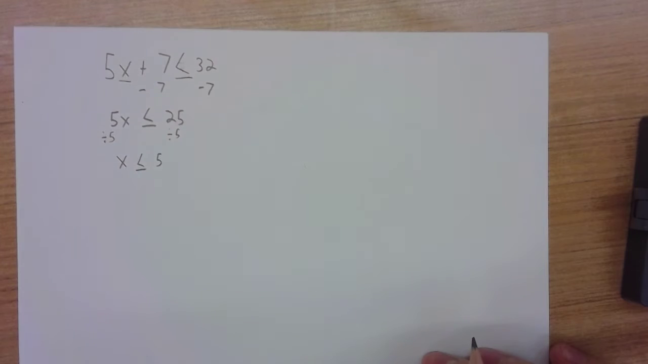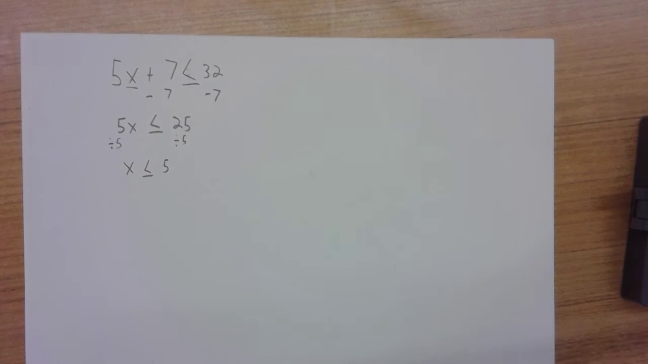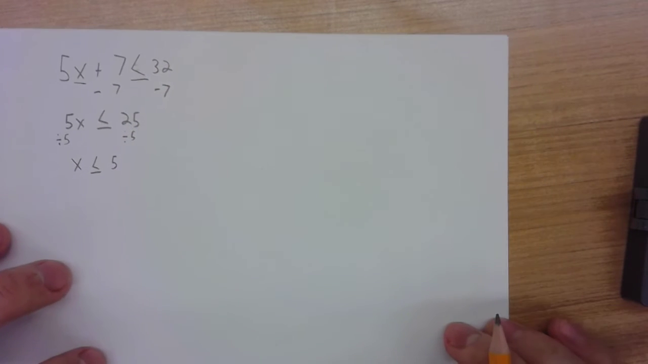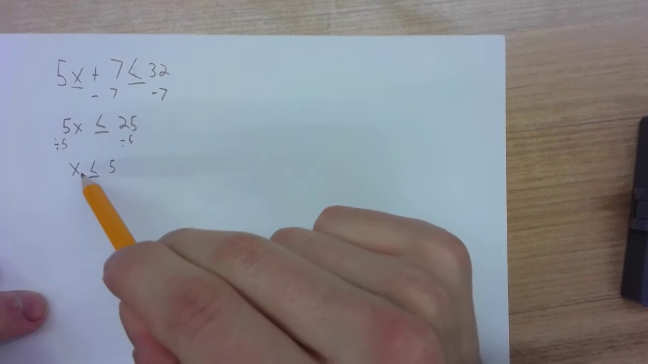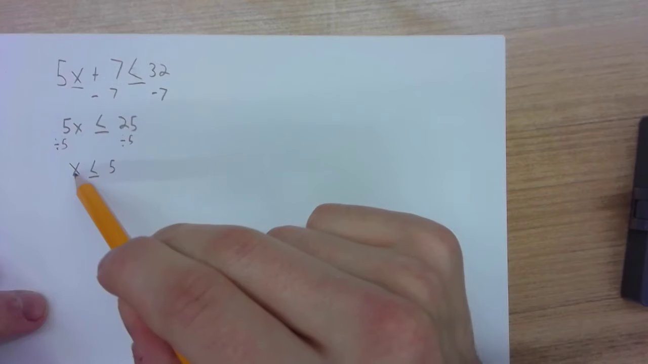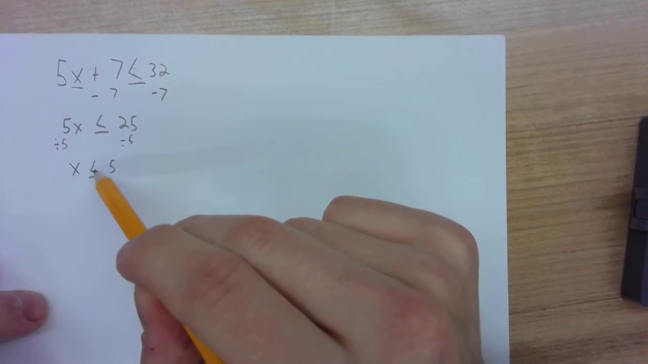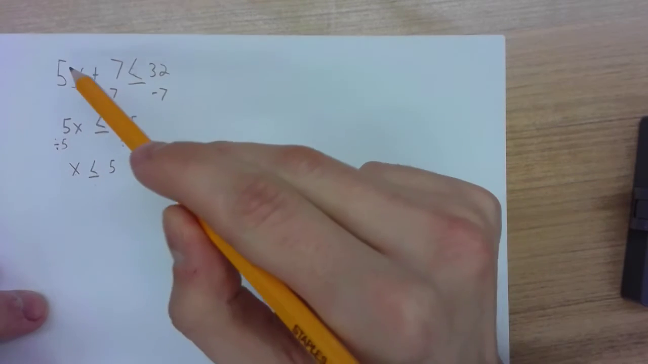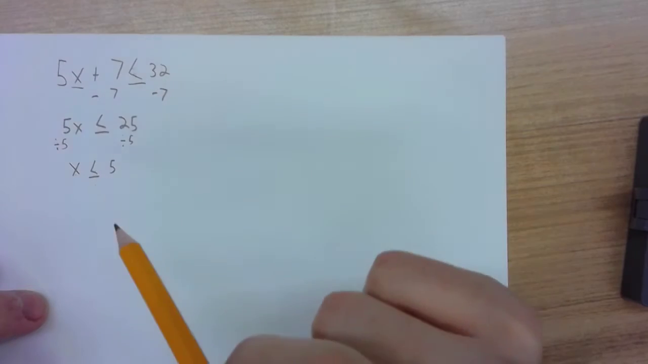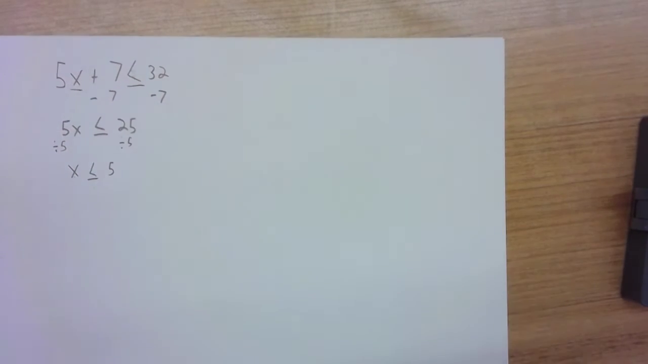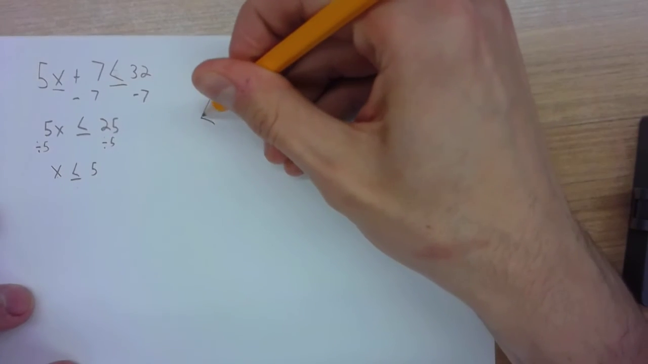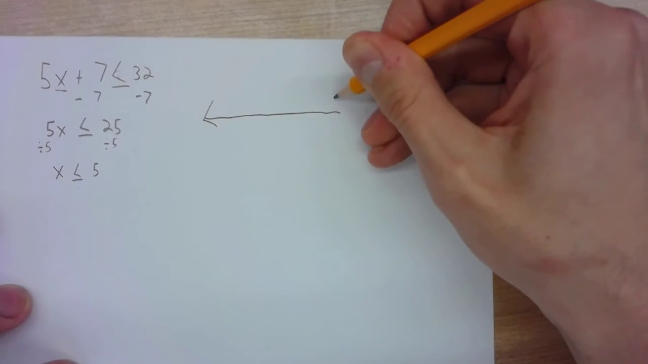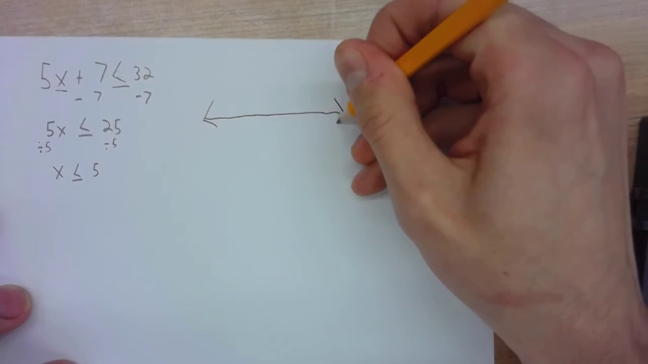Now, what does this mean in the context of our original inequality? So let's take a look and let's draw a diagram. What this is saying is for any value of x, this value of x needs to be less than or equal to 5 in order for this original equation to work. So to model it, let's say I have a number line. Very simple, very small, doesn't need to be extravagant.